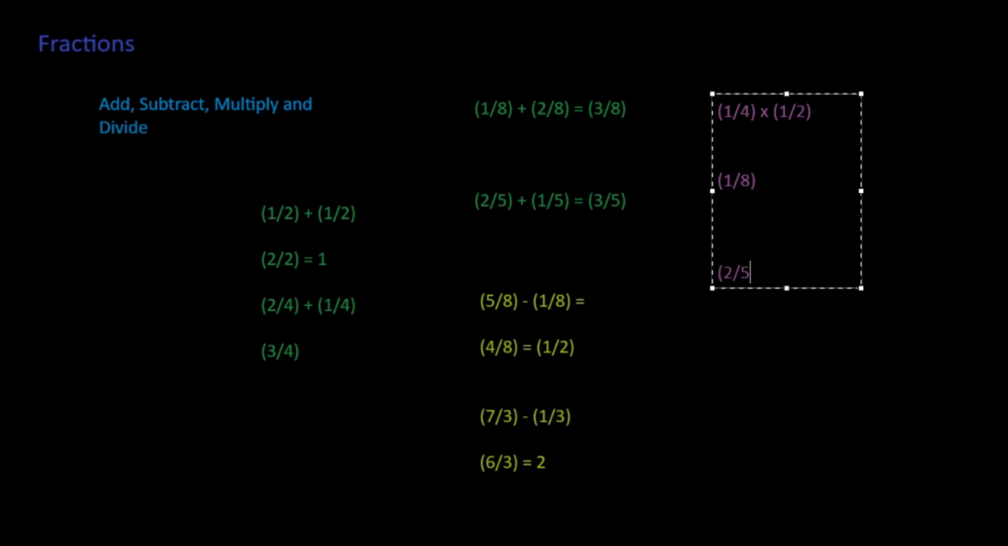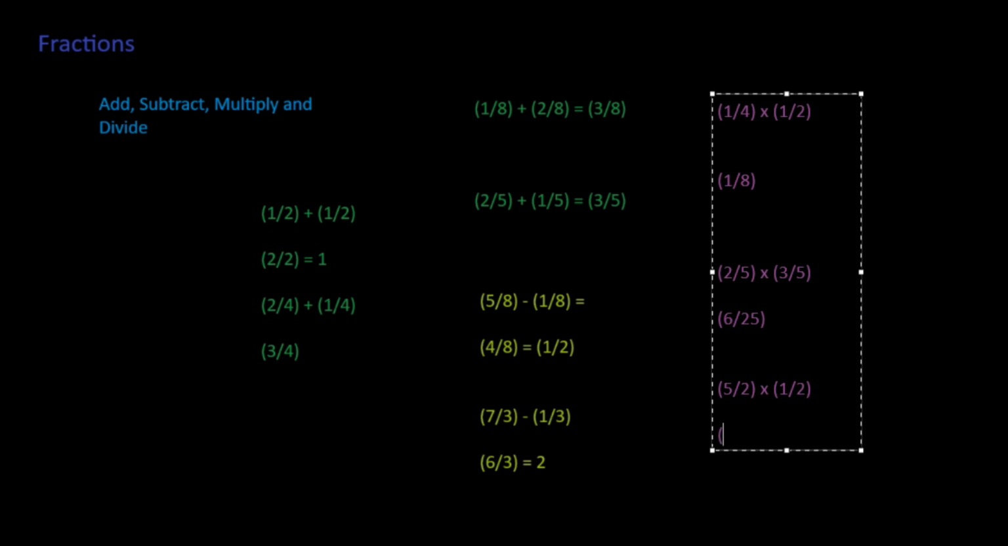Let's say we have 2/5 times 3/5. And we're going to multiply the numerators. The numerator is 2 times 3, that's equal to 6. And then the denominator, 5 times 5, that's equal to 25. So our answer is equal to 6 divided by 25. And let's try one more example. Let's say we have 5/2 times 1/2. 5 times 1 is equal to 5, so our numerator will be equal to 5. And 2 times 2 is equal to 4, so our denominator will be equal to 4.